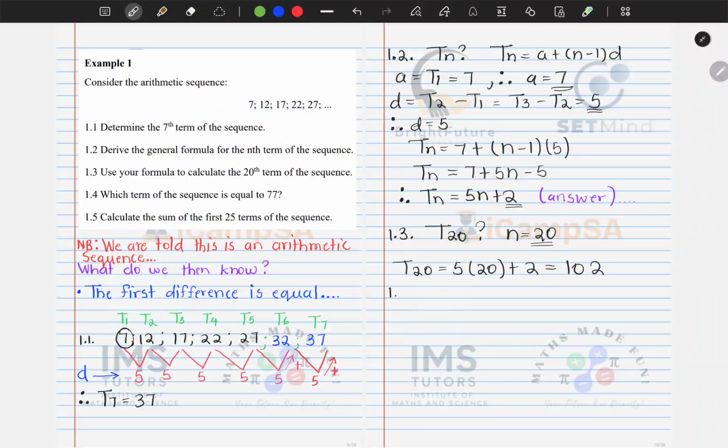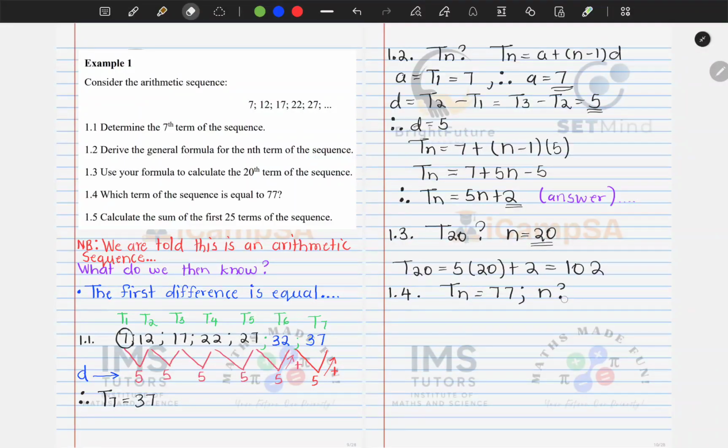Now let's go to 1.4. On 1.4, we are asked which term of the sequence is equal to 77. So essentially, we are given that Tn is 77, and they are asking us what is the n.